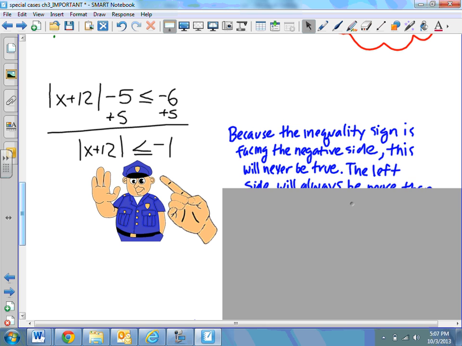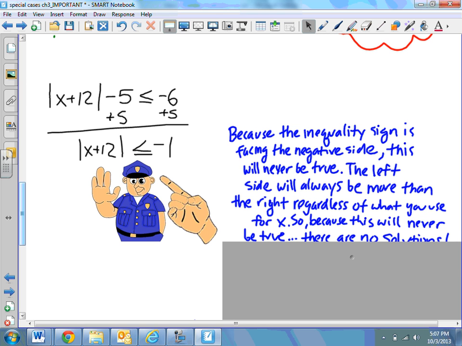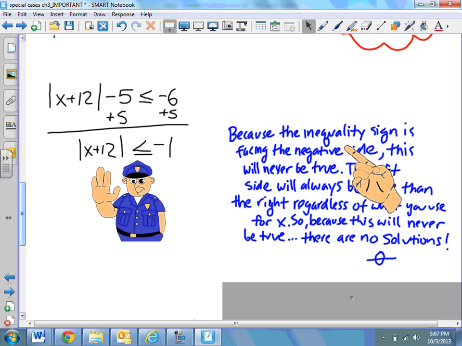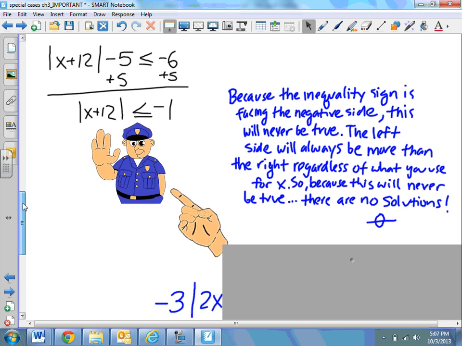And because this is never going to be a true statement, let me see what I wrote here. Because the inequality sign is facing the negative side, this will never be true. The left side will always be more than the right side, regardless of what you put into the x. So because this will never be true, there are no solutions. Okay? You should have written something along this line in your homework part. Let's move on.